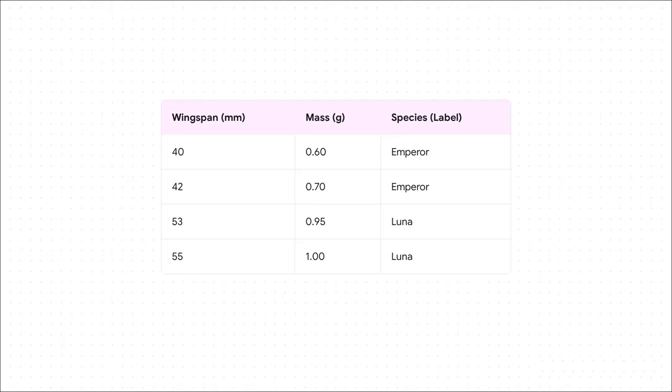Now take a look at this. This table is exactly what the machine sees. It doesn't get to see a beautiful photo of a moth. Nope, it just sees rows and columns of numbers. You can think of this as its textbook. Each row is like a flashcard. Here are the measurements, and here is the correct name of the moth.